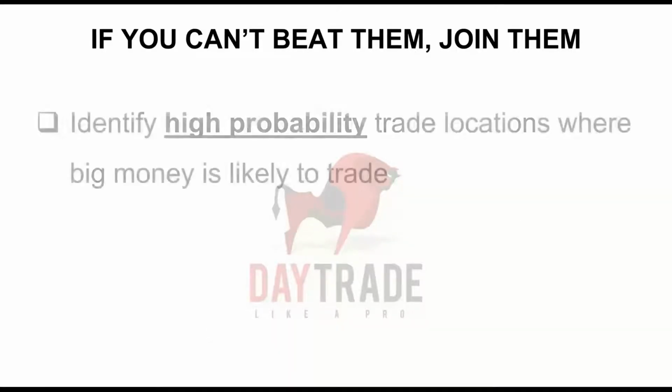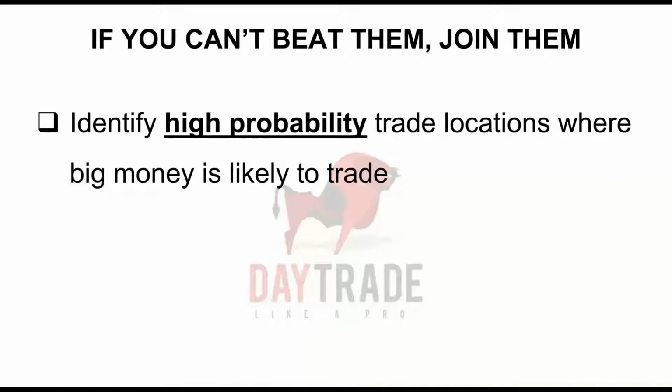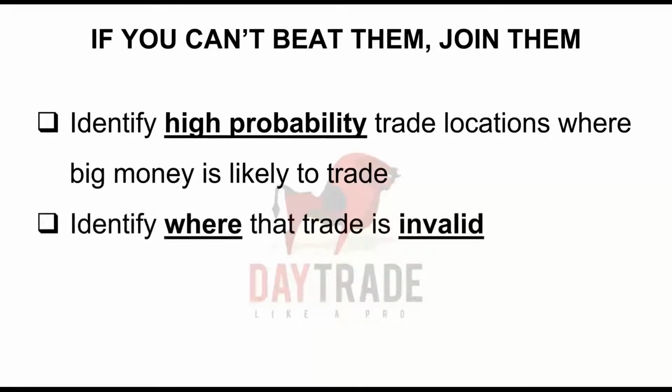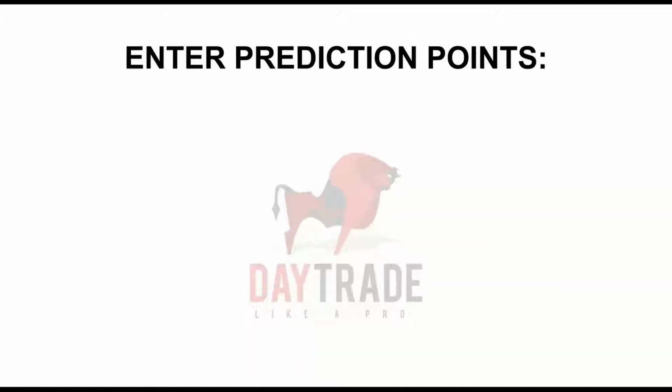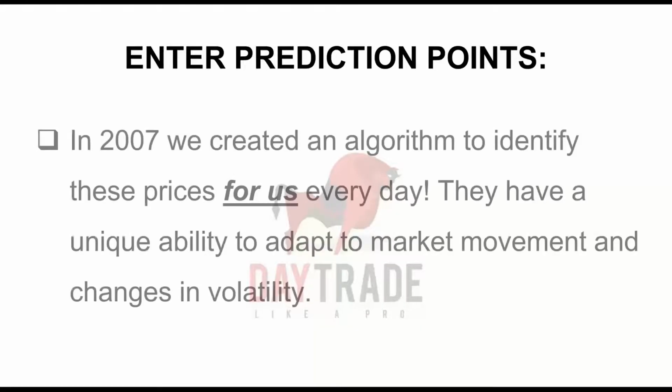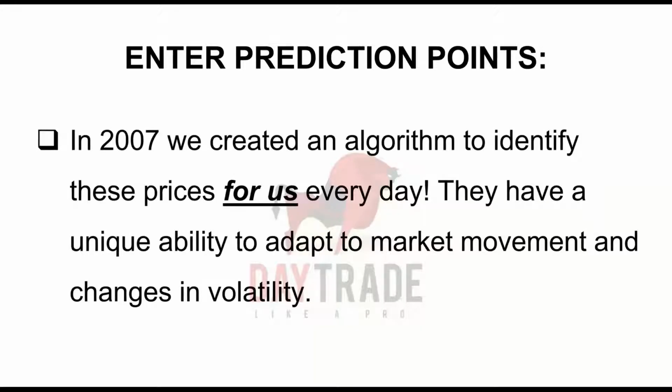So I say if you can't beat them, join them. So how do you identify high probability trade locations where the big money is likely to trade, and then identify where that trade's invalid, and then identify the targets of where the big money is going to drive the market? And that is the way that it works. So enter prediction points. In 2007, we created this algorithm that would identify these prices for us.